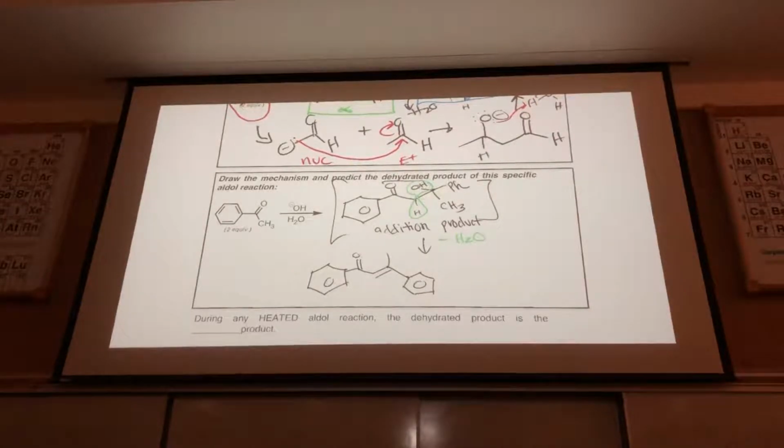Okay, so once again, this is where the hydroxy used to be. Lost it as water. Two R groups are there, methyl and phenyl. That's my dehydration product. And that's the final answer.